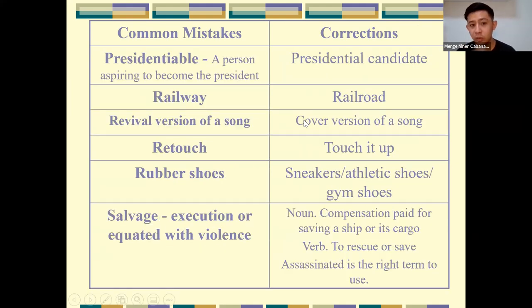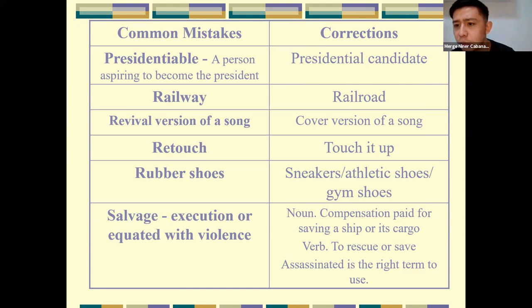Next, presidential, or a person aspiring to become a president, it should be presidential candidate or presidential bid. Railway, it should be railroad. Revival version of a song. Well, did the song die? No. So it should be cover version of a song. Retouch, touch up. Rubber shoes, so you have to be specific. You have sneakers, you have athletic shoes, you have gym shoes, you have cross trainers. So what type of shoes? Not just rubber shoes.